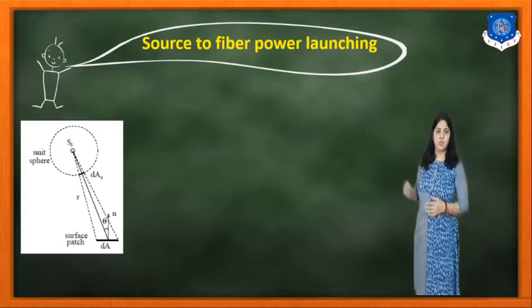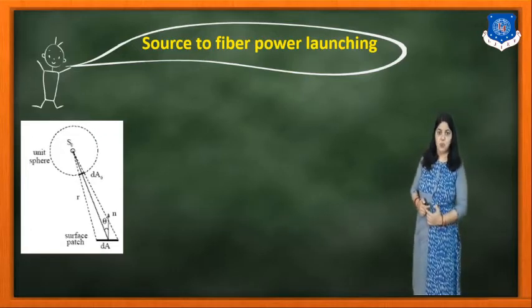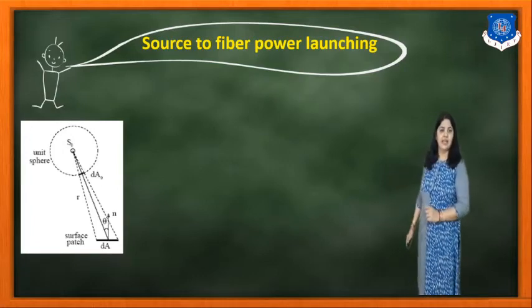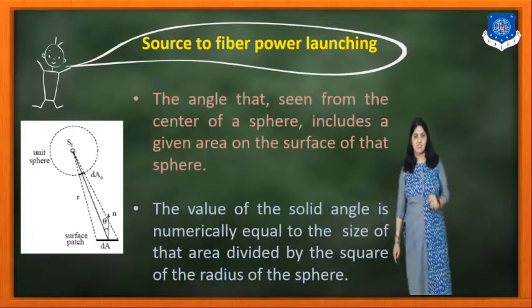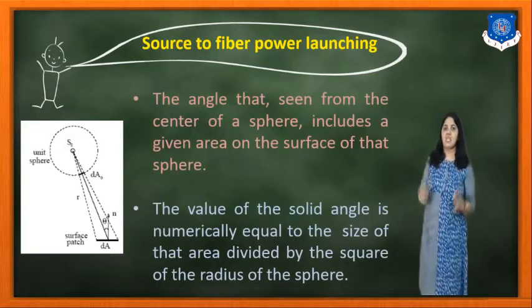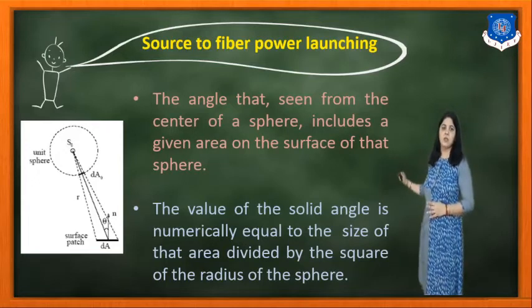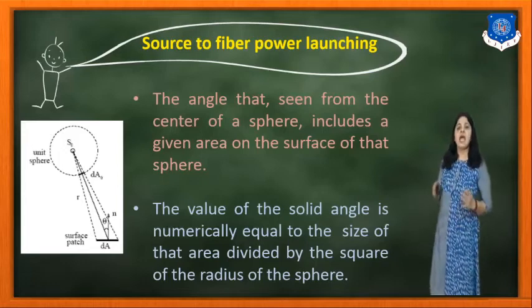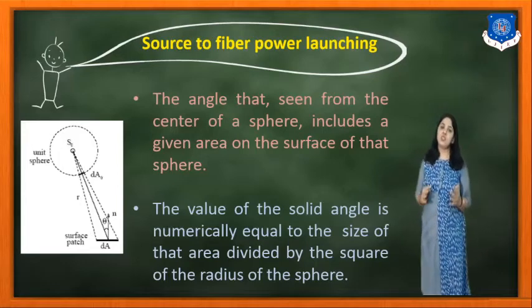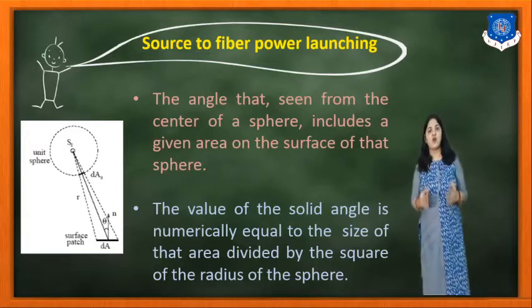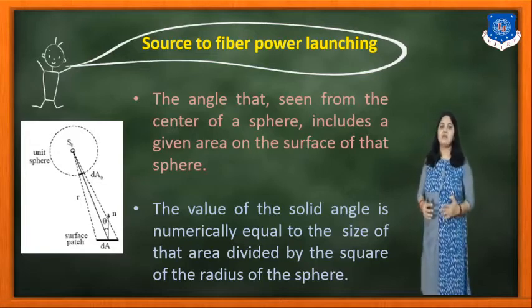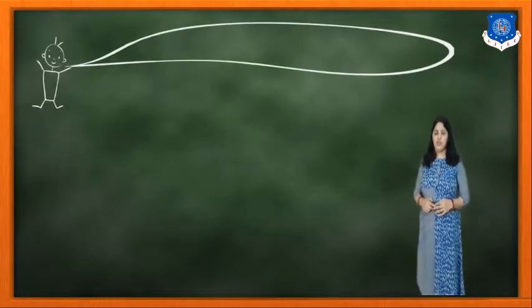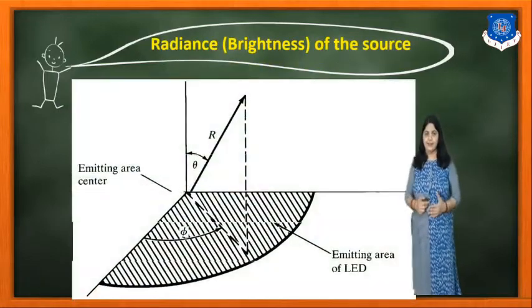There is a unit sphere, and you can see the surface patch from the center point of the sphere to the surface, and that space is the dA that you can see. So the angle which can be seen from the center of the sphere, that includes the given area on the surface of the sphere, and the value of this solid angle is numerically equal to the size of that area divided by the square of the radius of the sphere. So this can be used for calculating it.